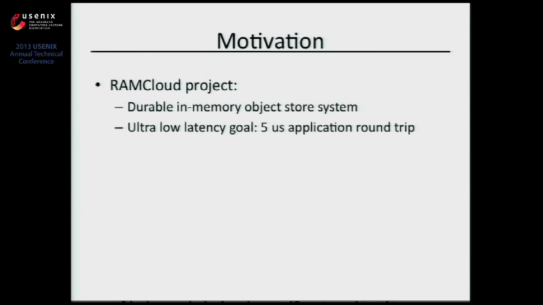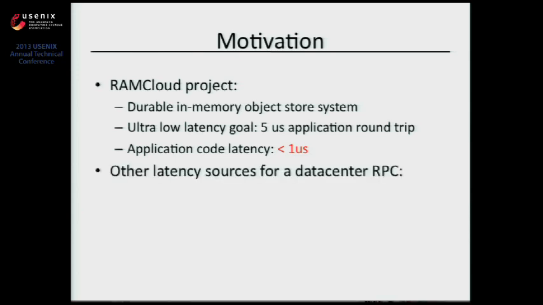The goal is to achieve 5 microseconds for an application round-trip latency. To achieve that goal, it's necessary for the application code itself to run very fast, so the application code runs in under 1 microsecond. And when we have an application that runs this fast, it's only natural to look at other sources of latency for data center RPC to achieve our 5 microsecond overall goal.